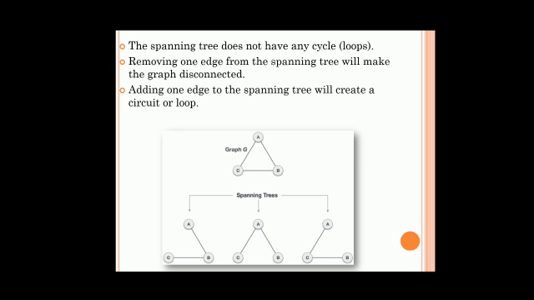Next, the spanning tree does not have any cycles. Removing one edge from the spanning tree will make the graph disconnected. From the spanning tree, if we remove the edge CB from the first example, then it will make the tree disconnected. Next is adding one edge to the spanning tree will create a circuit or loop. If we add an edge CA in the first example, it will make a loop.